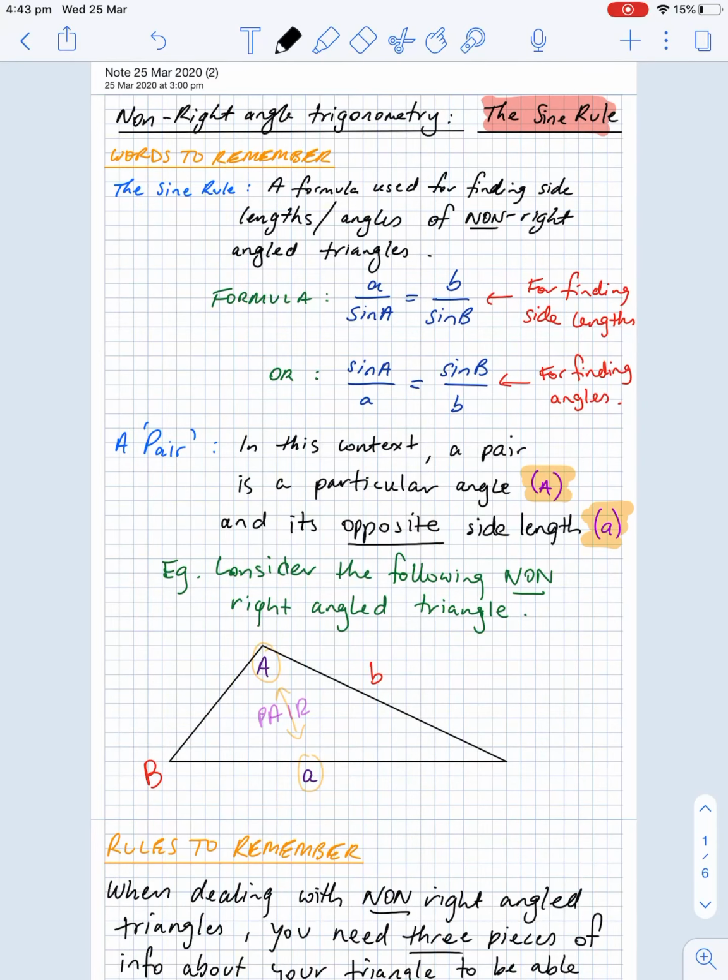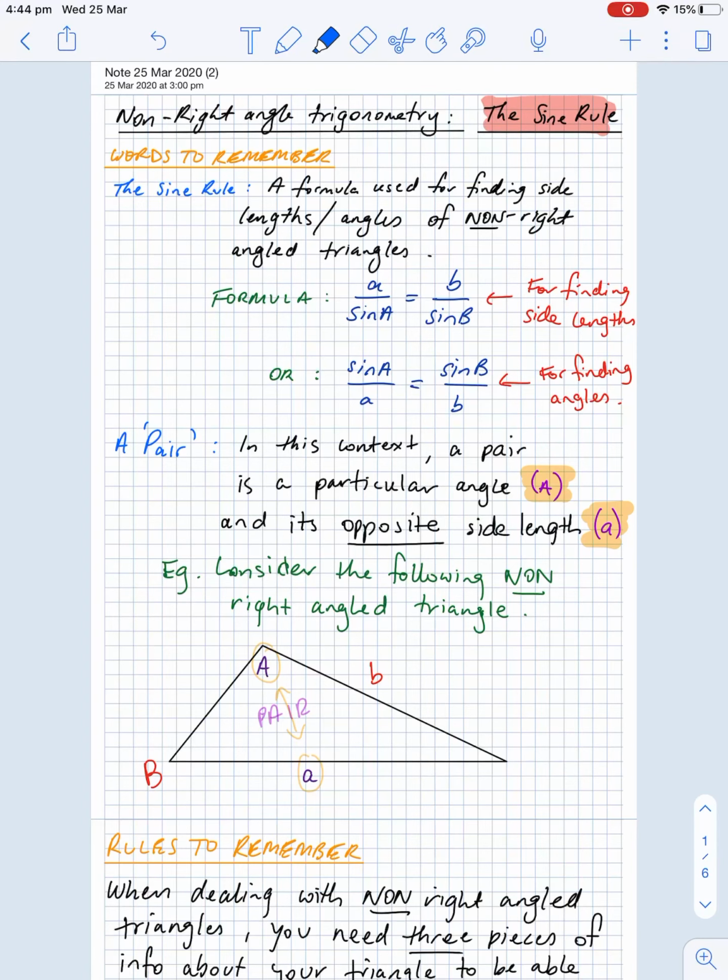Today's lesson is going to be on non-right angled trigonometry. Beforehand we were dealing with all right angled triangles, and now we're dealing with non-right angled trigonometry. So the triangles are now no longer going to be right angled. The first thing you need to know about non-right angled trigonometry is firstly the sine rule.